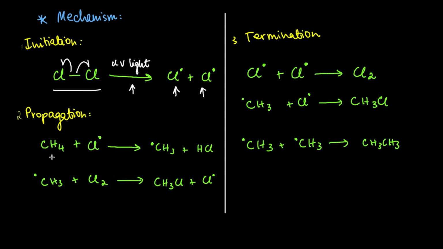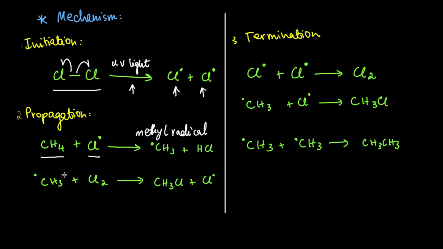Now what happens in propagation is that the methane reacts with one of the chlorine radicals and that produces this other radical which is called the methyl radical, and this happens because one hydrogen is lost from methane. Okay, now methyl radical and hydrogen chloride is formed in this first step of propagation.